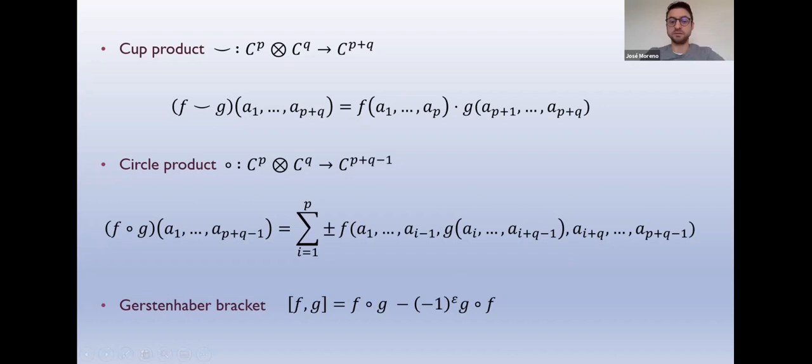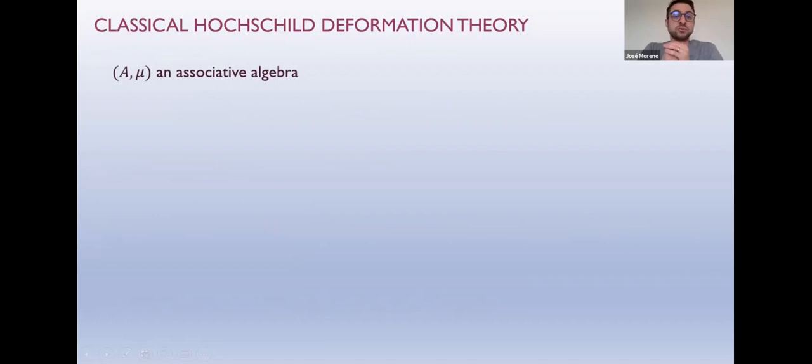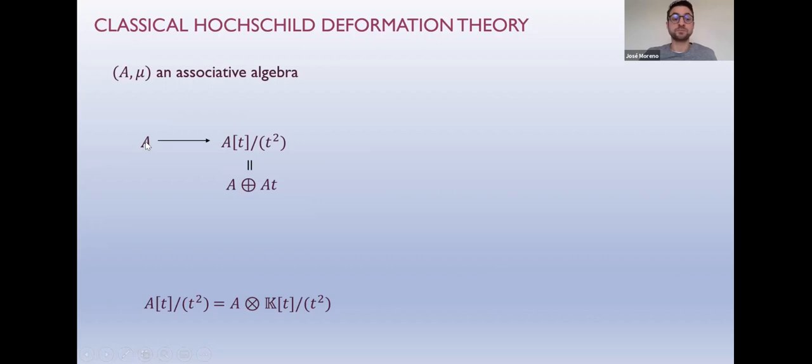Now, classical Hochschild deformation theory starts with an algebra A, and we want to deform its multiplication. That means that we embed A into a bigger algebra. So what we do is to extend the scalars of our algebra A. We put A inside a bigger ring, and now a deformation of the multiplication of A is a new multiplication in this bigger algebra, such that when you restrict to the A component, you get the product that you had in A.